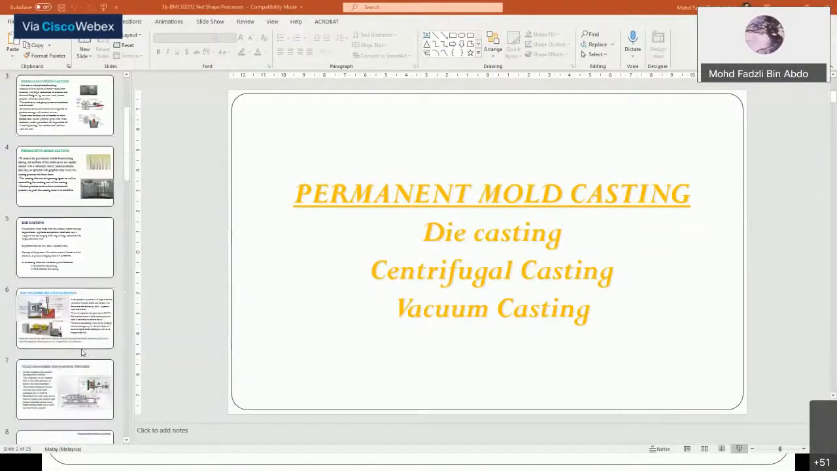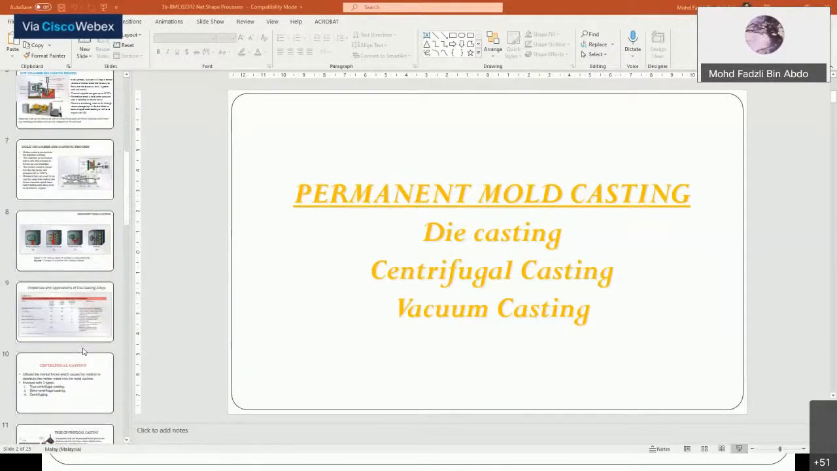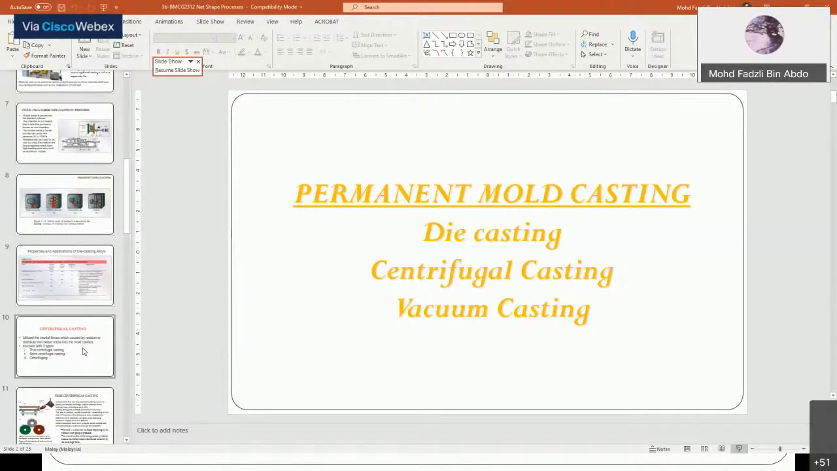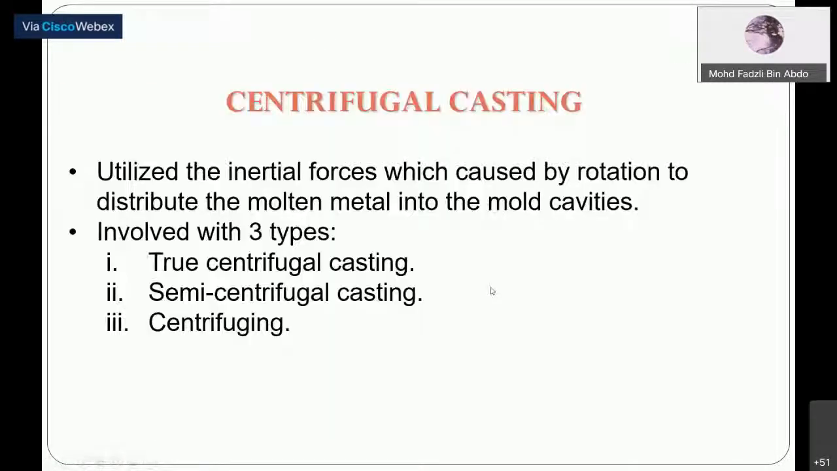Okay, tadi you dah tengok die casting hot dengan cold chamber. So harapnya faham lah bila tengok video tu tadi. Okay, so next adalah centrifugal casting. For centrifugal casting, utilize the inertial force which caused by rotation to distribute the molten metal into the mold cavity. Yang tadi dalam die casting kita menggunakan pressure, maksudnya kita pour and then kita tekan and then dia terus masuk dalam cavity.